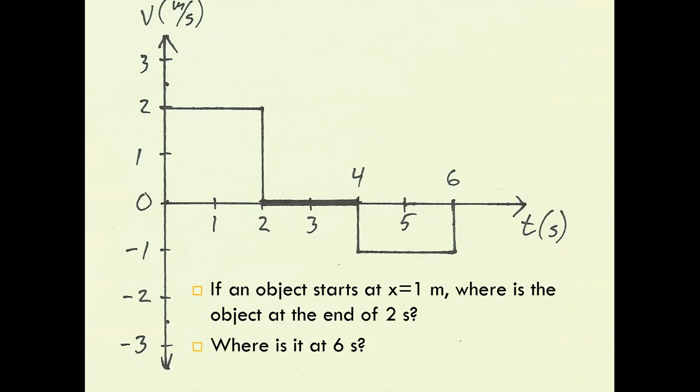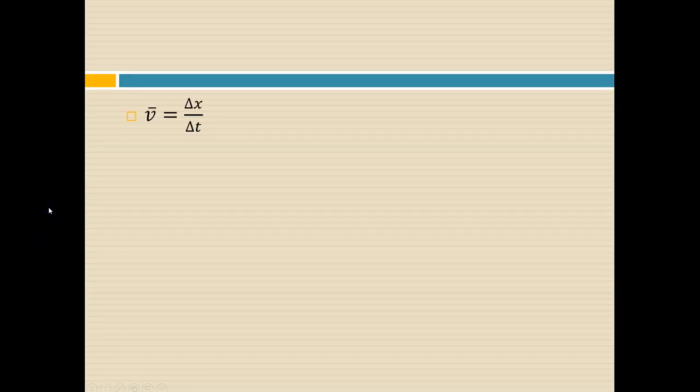Cool. But I want to show you another way of doing that as well. First, we start off with our definition of average velocity, which is change in the x position divided by the time interval, delta x over delta t.